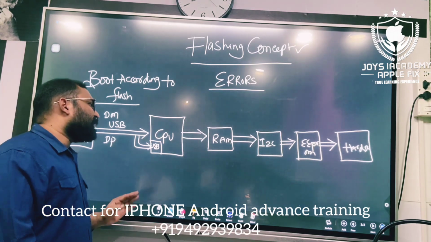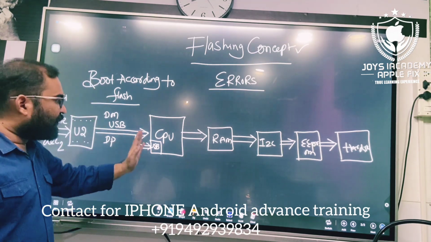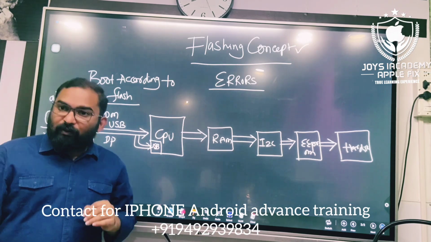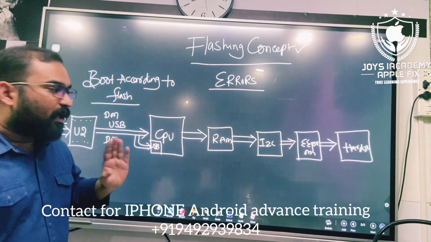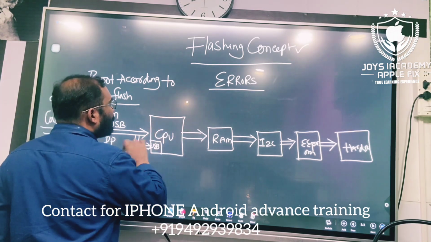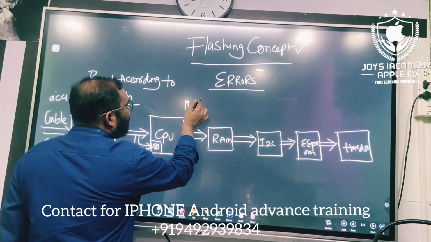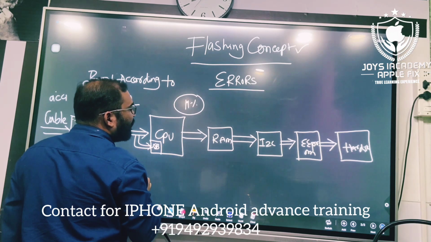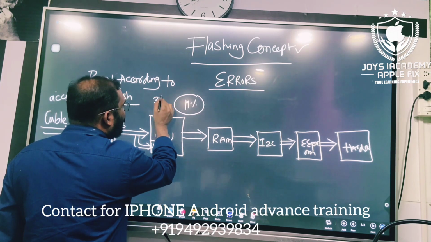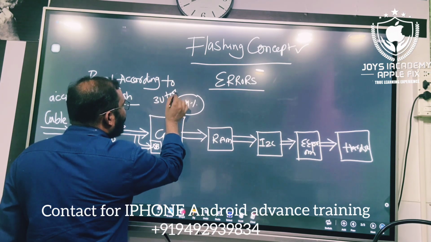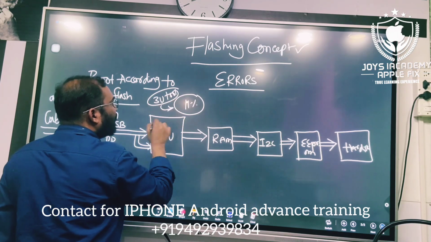How do you confirm whether my CPU is proper or not? You just flash. You will flash the phone. After flashing, if the CPU is good, there is an 11% pass. That means it will pass 11%. The 3uTools will give you 11% and it will pass.